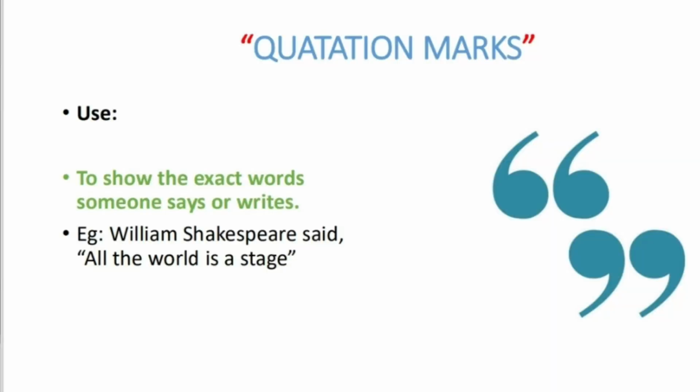Next one is quotation marks. We usually use quotation marks to show the exact words someone says or writes. For example, William Shakespeare said, "All the world is a stage." In this sentence, we used quotation marks to show the words of William Shakespeare as they are. When using quotation marks, we place them on both sides of the words.